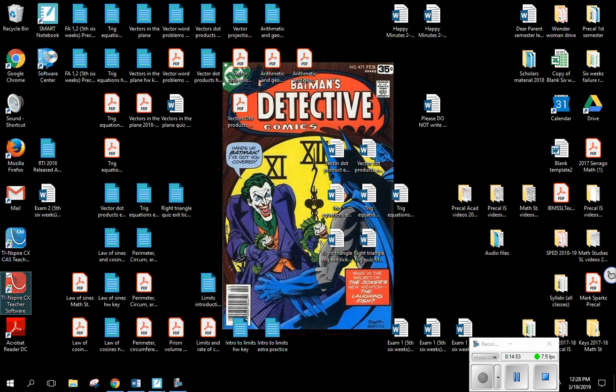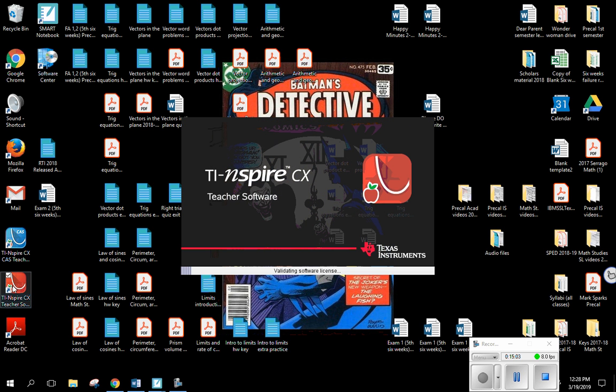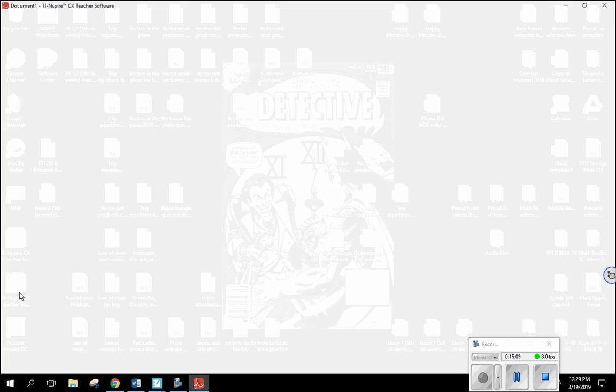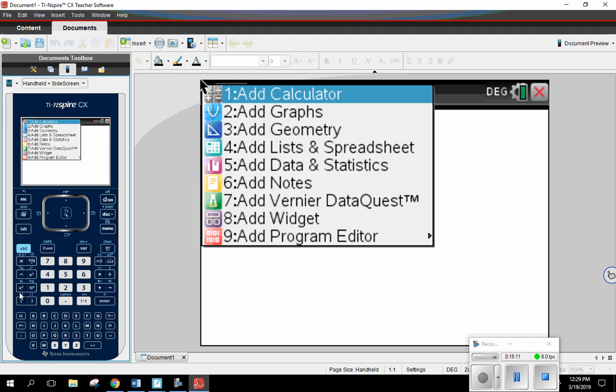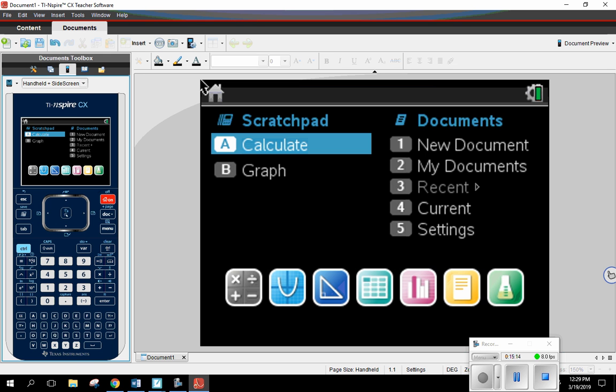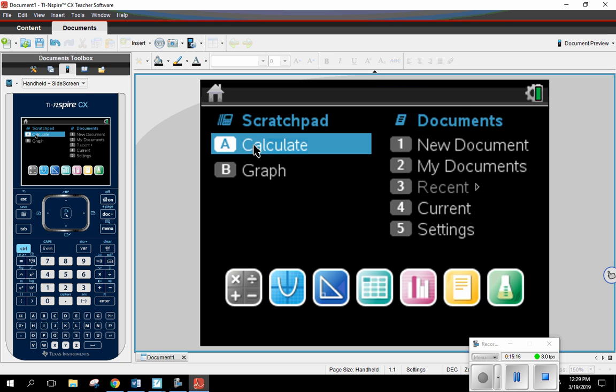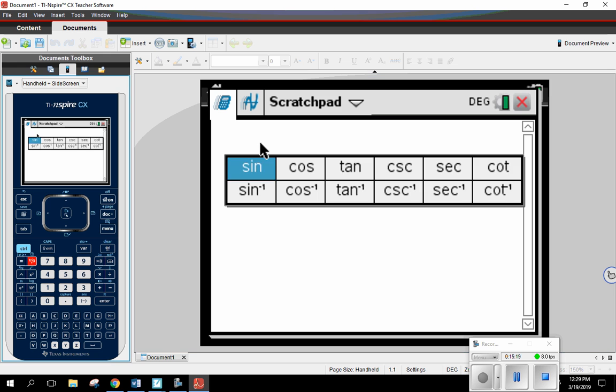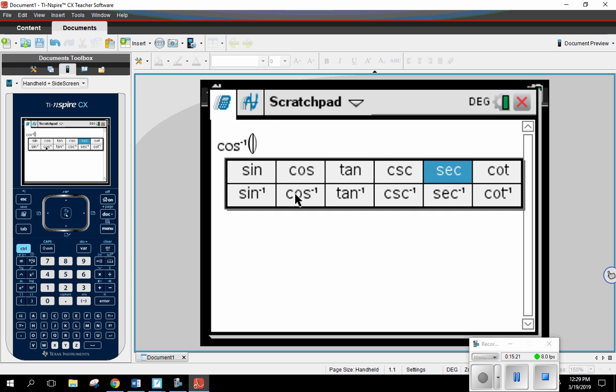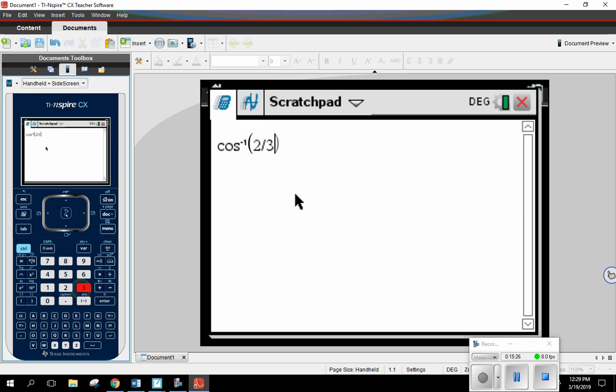But you remember on your calculator, if cosine of x equals 2/3, then I know cosine inverse of 2/3 should give me x. So let's see here. Trig, cosine inverse. Escape, 2 divided by 3. 48.1.